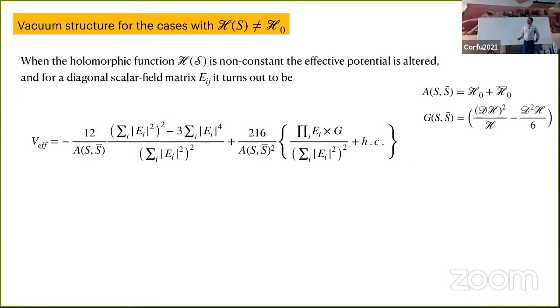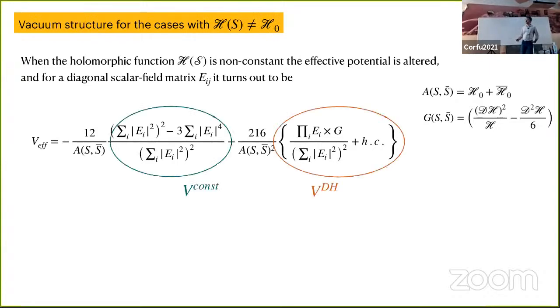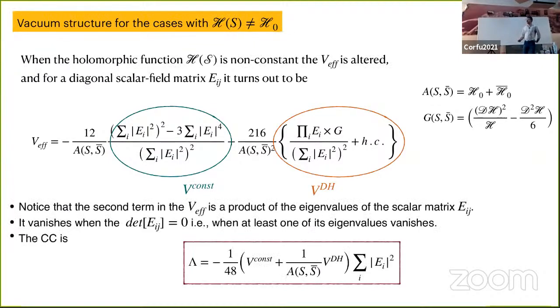So far, we assume that the holomorphic function is constant. If we assume a non-constant holomorphic function, then in the effective potential, a new term appears, and it's this one. So that's why we label the first term V constant for constant holomorphic function, and VDH, just to highlight that the derivative of the holomorphic function is not zero. So in this case, we derive this expression for the value of the cosmological constant, and as you see, it depends on the V constant and the new term here.